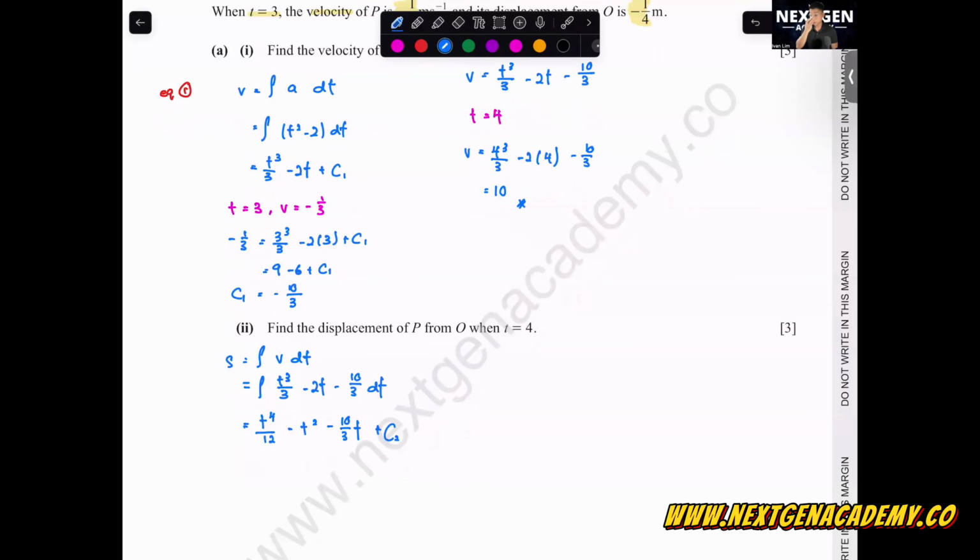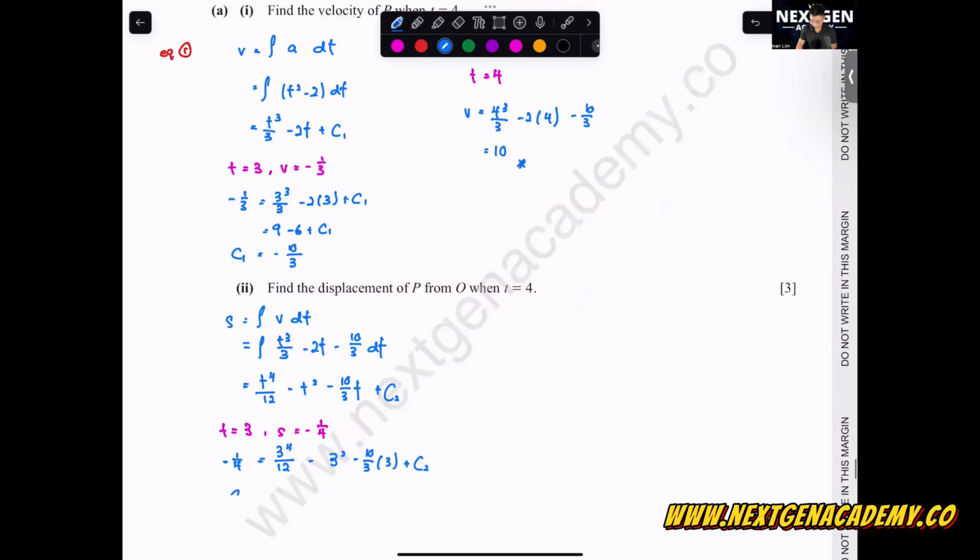We are going to substitute at t equals 3, s is equal to negative 1 over 4. This is given to us in the question. Repeat the same thing, substitute inside, find the C value: 3 to the power of 4 over 12 minus 3 squared minus 10 over 3 times 3 plus C2. Okay, rearrange the whole thing.